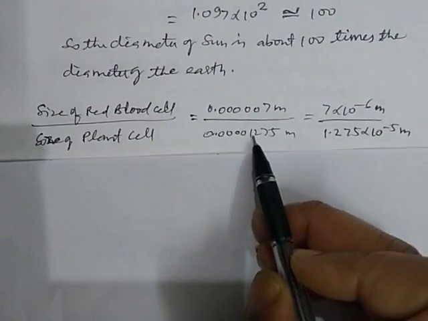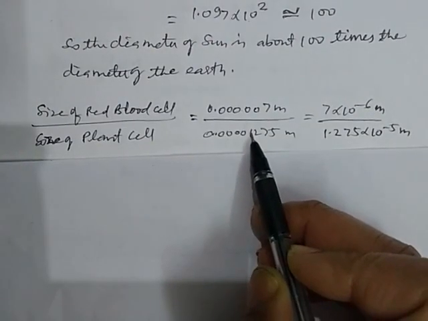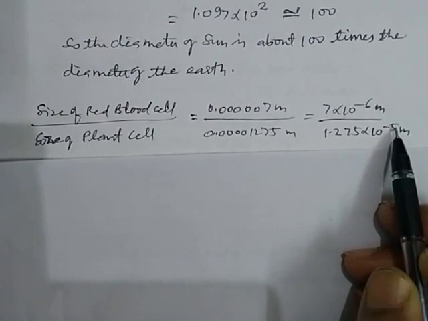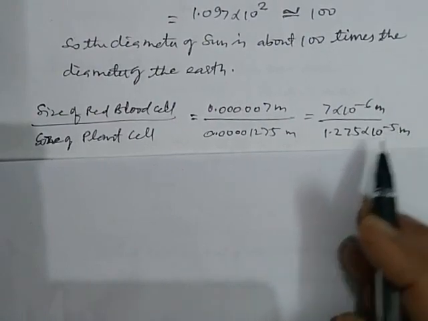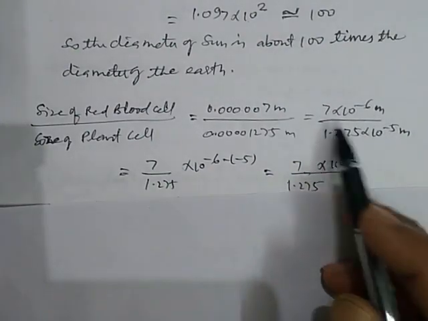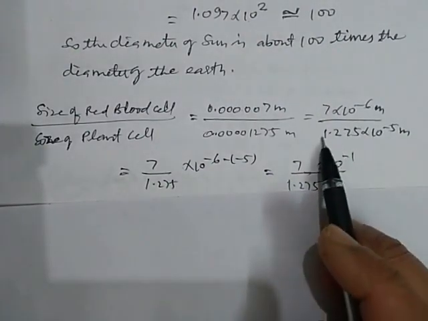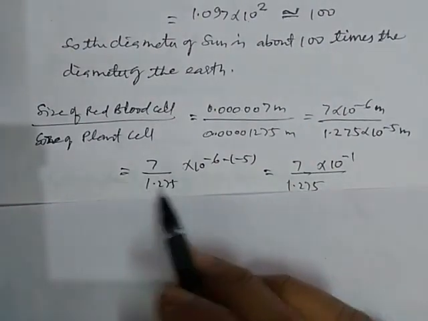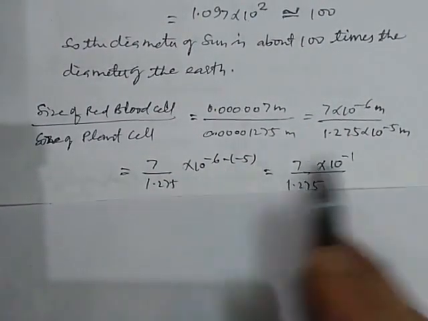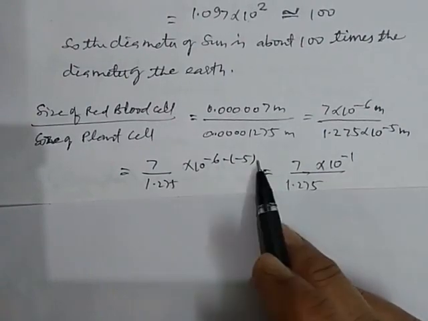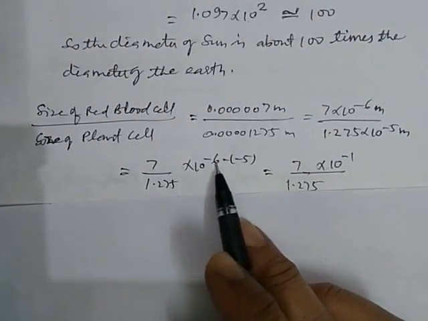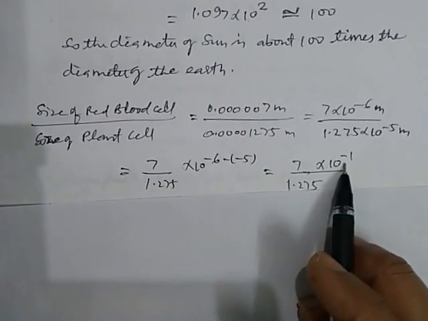How? Start here: 1, 2, 3, 4, 5. So only 10 to the power 5 is here. Now solve this. 7 divided by 1.275 is here, and this is 10 raised to the power minus 6 minus 5. So this minus into minus becomes positive. So minus 6 plus 5, that is minus 1.